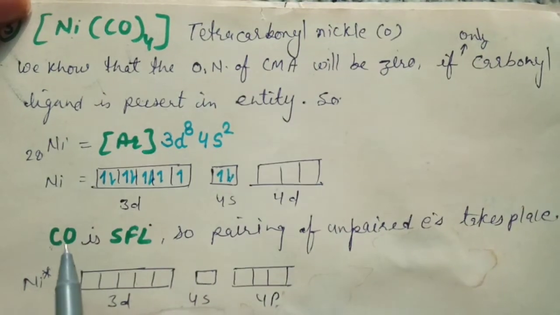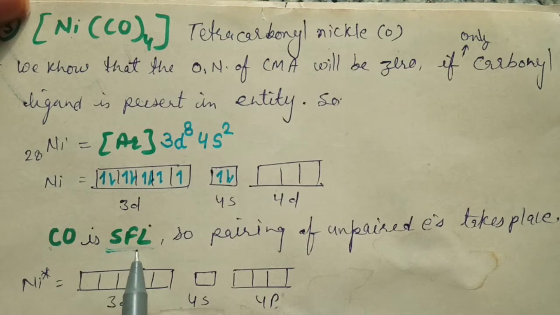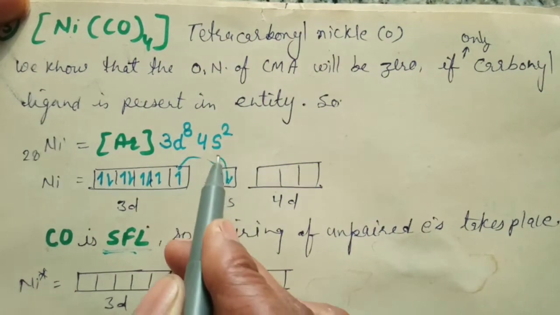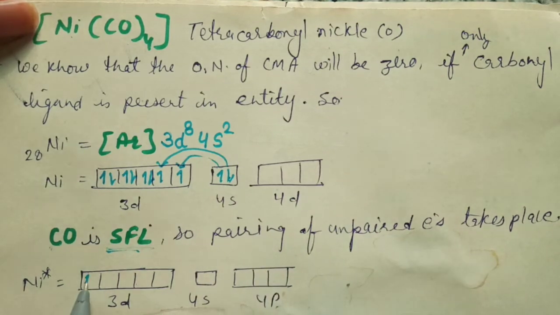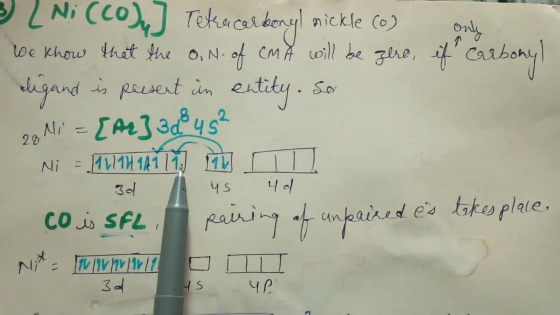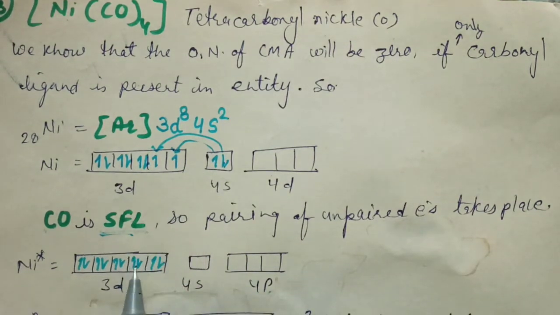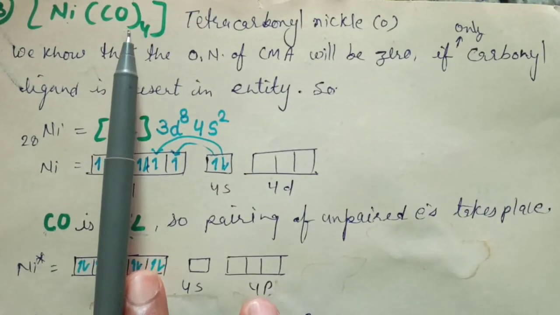But we know that carbon monoxide, the carbonyl ligand, is a strong field ligand, so the electrons will be paired in 3d. So 1, 2, 3, 4, 5, 6, 7, 8, 9; all 10 electrons are filled in the 3d orbitals. Now we want 4 vacant orbitals to make 4 coordinate bonds with the carbonyl ligand.